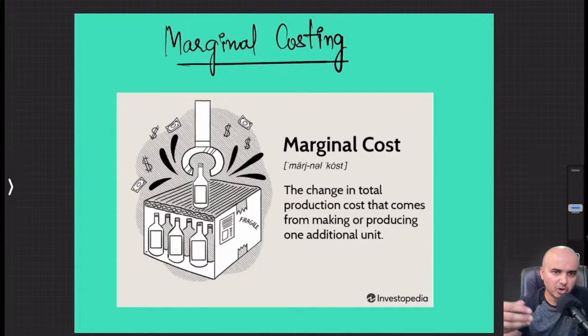As the name itself says, it is margin. So what is the margin between one product and another? If you are producing 10 units and spending, let's say, 100 rupees, and if you are producing 11 units and you spend 110 rupees, then the marginal cost would be the difference between 110 and the 100 rupees which we spent for 10 units. So the difference of cost, which is 10 rupees, would be our marginal cost. Once again, the change in total production cost that comes from making or producing one additional unit. As simple as that. Let's move on.